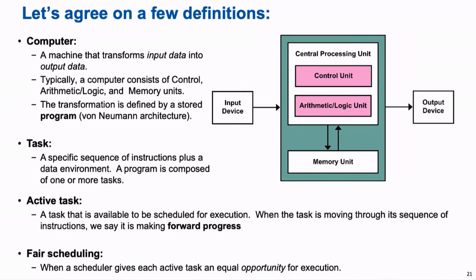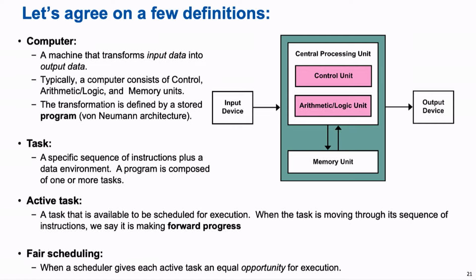A computer, OK? Look, a computer is a machine. It takes input, and it generates output. And we can get really, really fancy, but you've got a control unit, arithmetic logic unit, memory, and it just converts input into output. I'm going to use the word task to refer to a logically related set of instructions that that machine processes and its data environment. That's the word task. The word active task is a task that is available to the machine to schedule for execution.